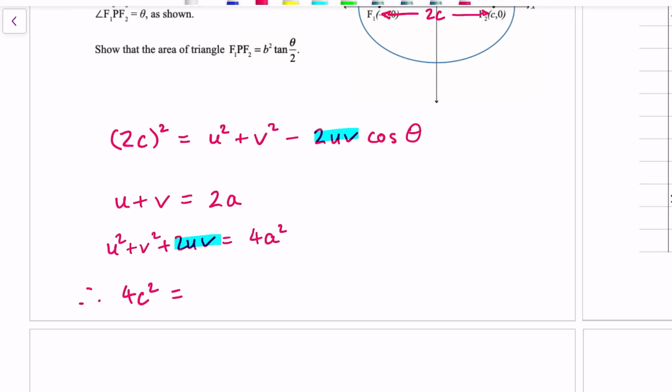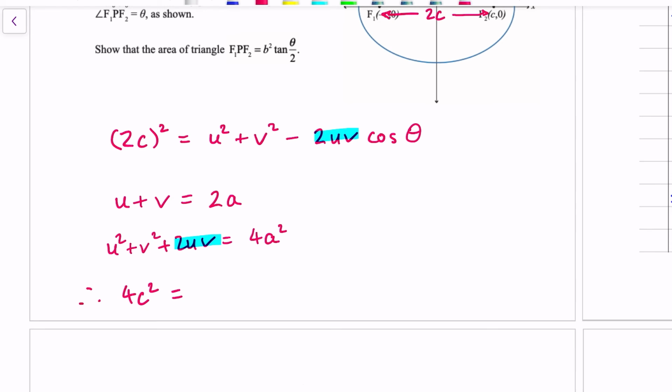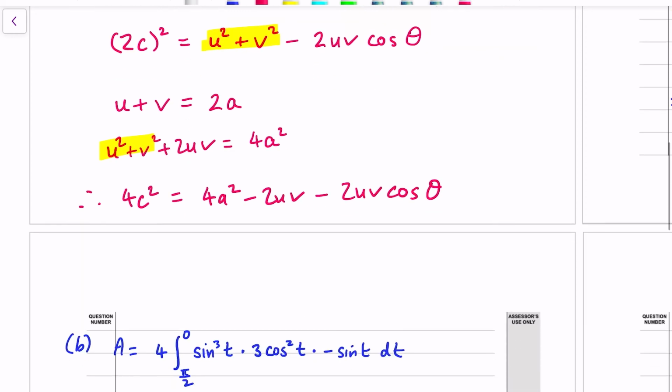Do I want to replace the uv or the u squared plus v squared? I'm going to replace the u squared plus v squared term. So if I replace this u squared plus v squared, it's going to be 4a squared minus 2uv, minus another 2uv cos theta. Okay, if I rearrange this, I can get cos theta as the subject of it.